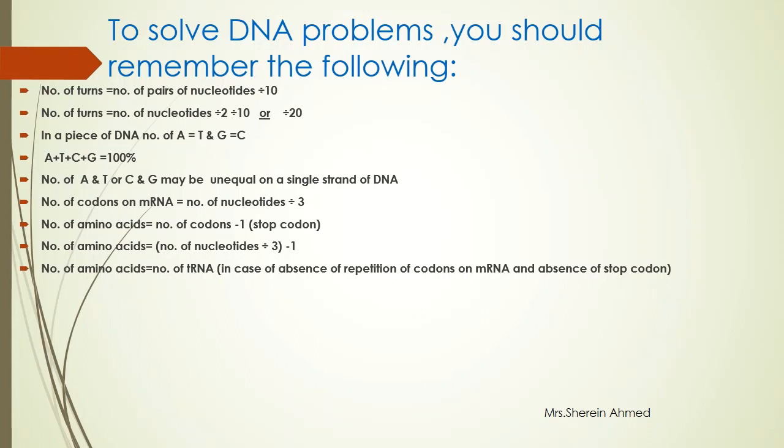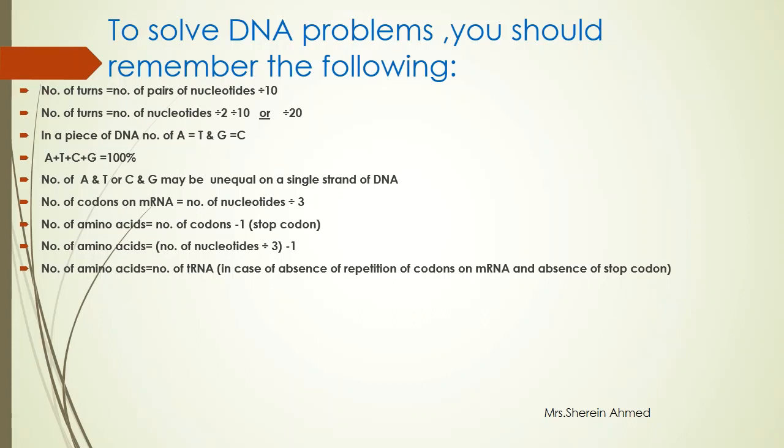Now, the number of amino acids equals the number of tRNA molecules. You know that the tRNA molecules, which are the RNA type that transfers the amino acids according to the codons found on the messenger RNA. Every amino acid is carried with a specific tRNA. So the number of amino acids equals the number of tRNA molecules.